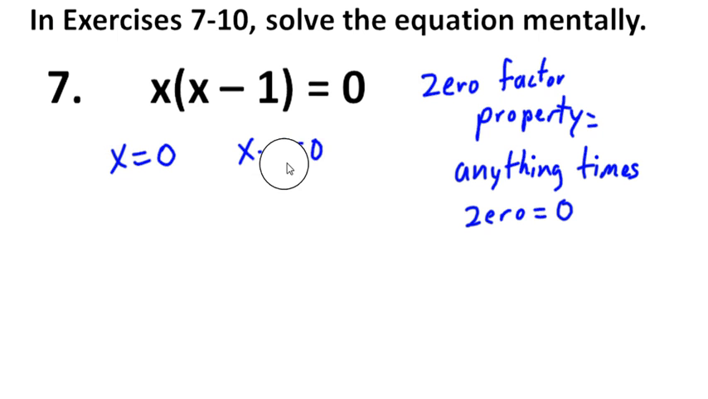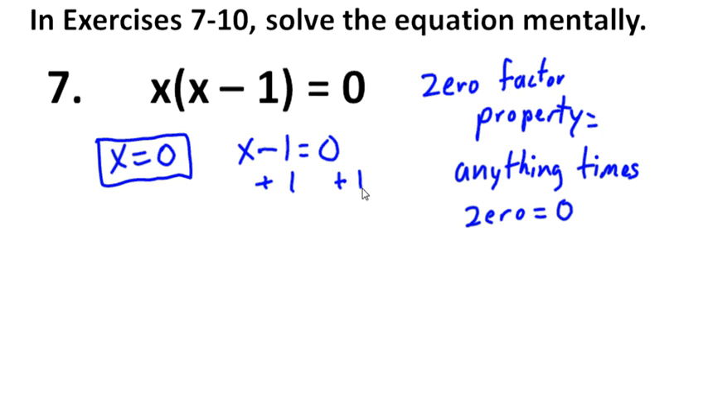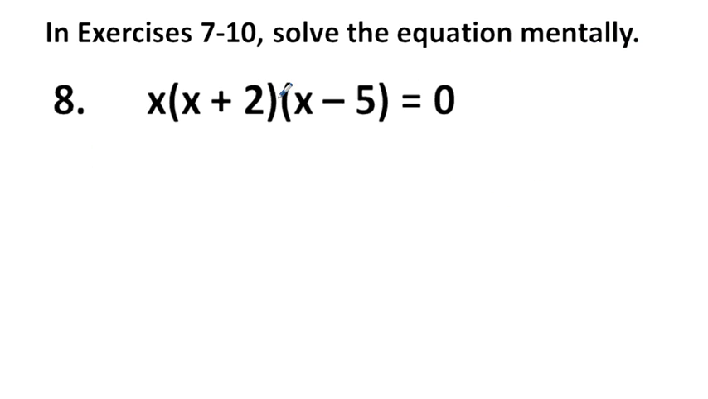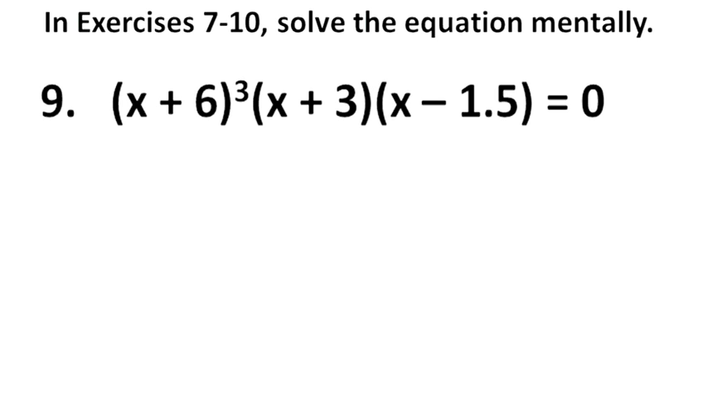Okay, and it says solve the thing mentally, right? And so the first one I'm going to cheat and kind of lay it out. So x equals 0, that's going to be one of our solutions. And then for the other equation, if we add 1, we have x equals 1. We gave instructions about solving the equation mentally. This is not a mental solution, but the principle is the same. So we're going to do more strictly mentally for the next odd number problem, which is 9.